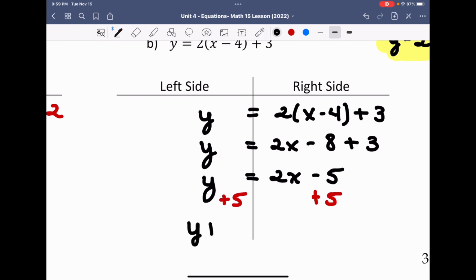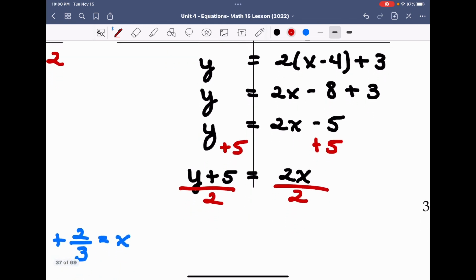I get y plus 5 is equal to 2x. Finally, I have something being multiplied to the x or the variable I'm looking for. I'm going to divide by that value. Therefore, my final solution is y plus 5 all over 2 is equal to x. Because I know if I have something multiplied and I divide it, it cancels, and therefore that is my x value here.